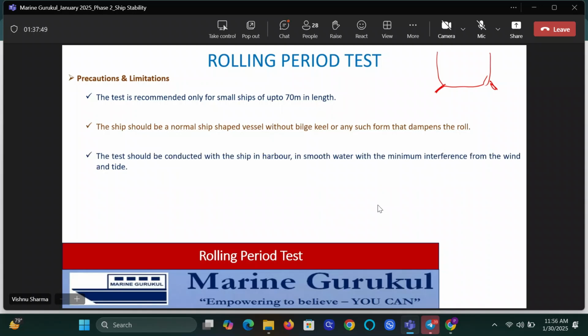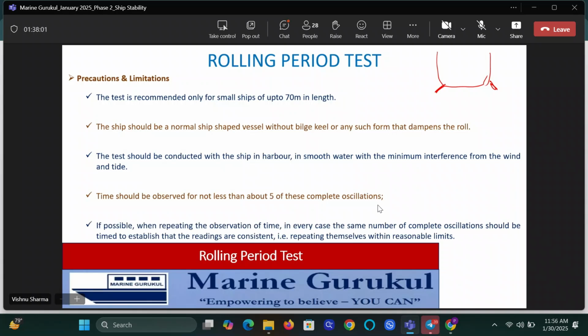The test should be conducted with the ship in harbor in smooth water, with minimum interference from wind and tide. Time should be observed for not less than 5 seconds of these complete oscillations. If possible, when repeating the observation of time, you should take the same number of oscillations as you took in the first attempt, to establish that the readings are consistent, that is, repeating themselves within reasonable limits.